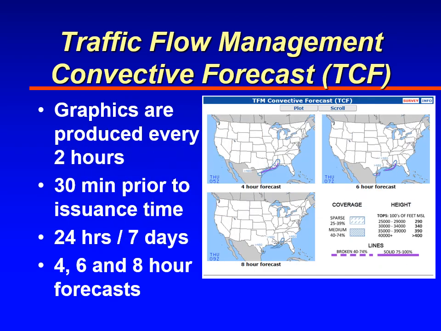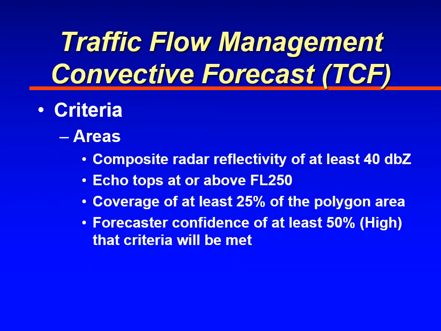Basically, it's graphics showing you where there are thunderstorms, where they're going to form, and the coverage of the thunderstorms. This forecast is made every 2 hours. It comes out 30 minutes prior to its issuance time. These forecasts are made around the clock, every 2 hours, 7 days a week, 24 hours a day. And the forecasts go out to 4, 6, and 8 hours into the future.